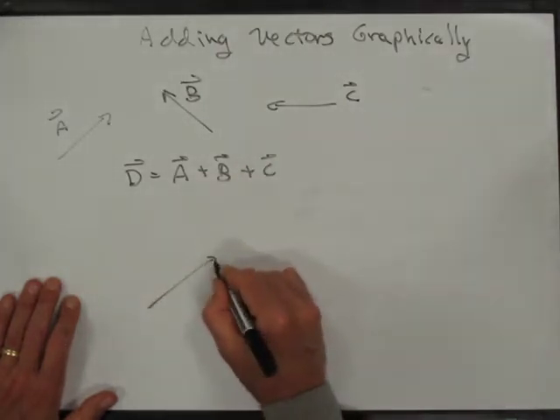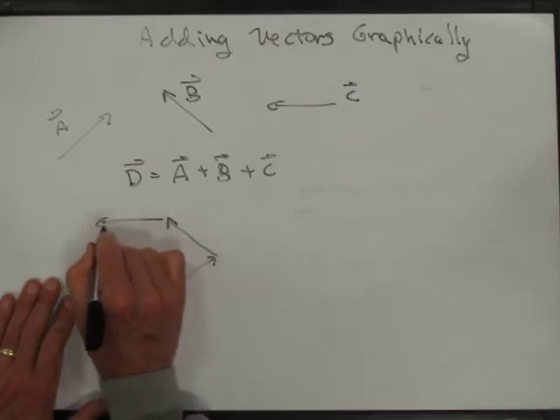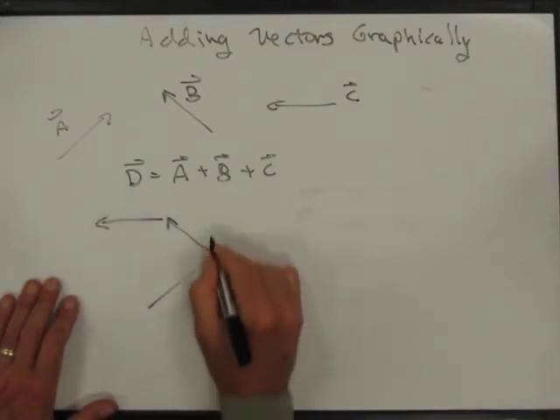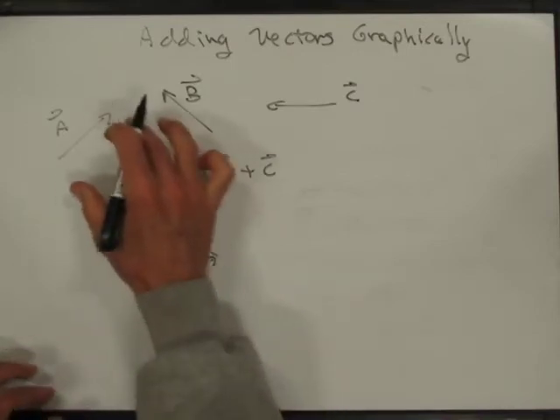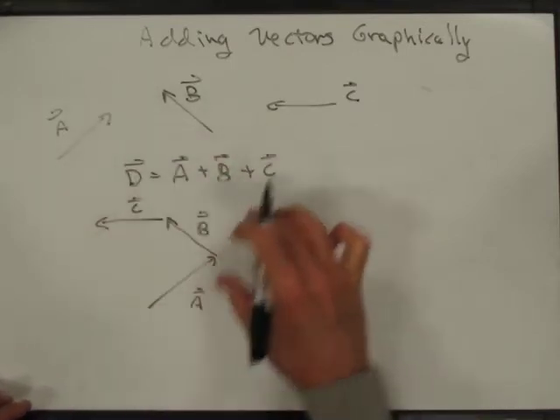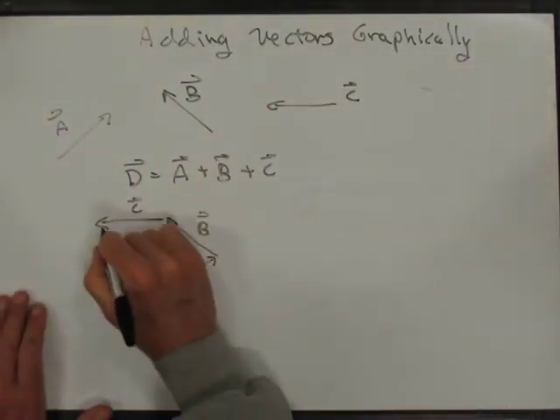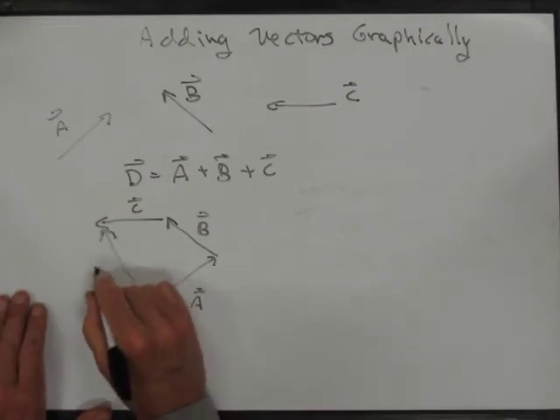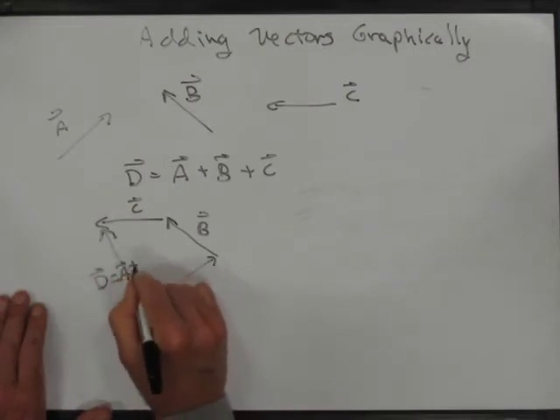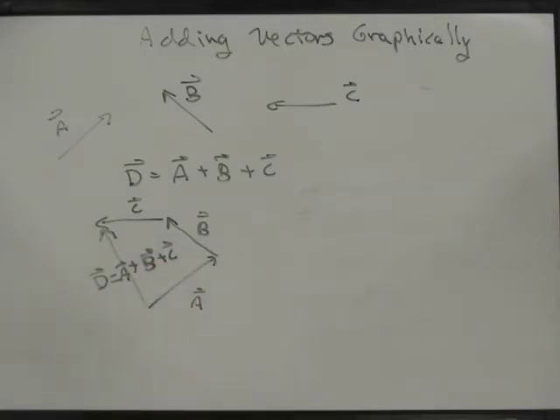I would draw A, and then I would draw B, and then I would draw C. So this is A, B, C. I've tried to put this one here, put this one here, put this one here, and then D, I would start at the tail of A and go to the tip of B. And so on.